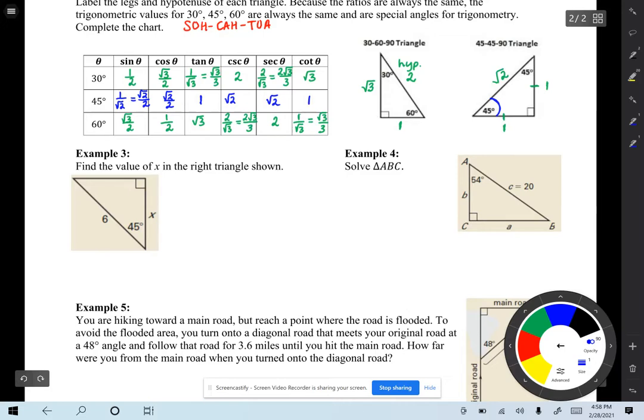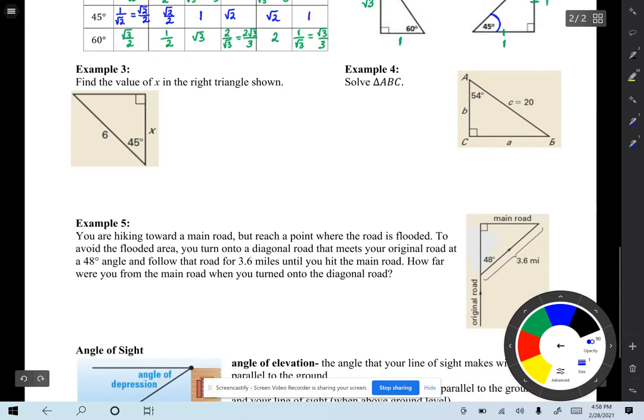There we go. Okay, find the value of x in the right triangle shown. So I tell students to do this. Well, you know that this is 45 degrees, or these two are the same, because if this is a 90-degree angle right here, and one angle is 45, the other angle must be 45 as well, for them to add up to 180. And so you know this is x also.